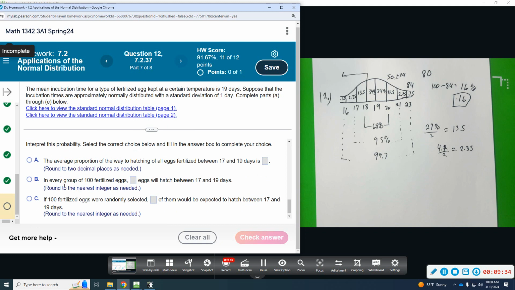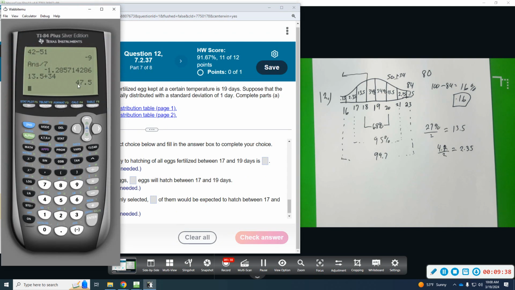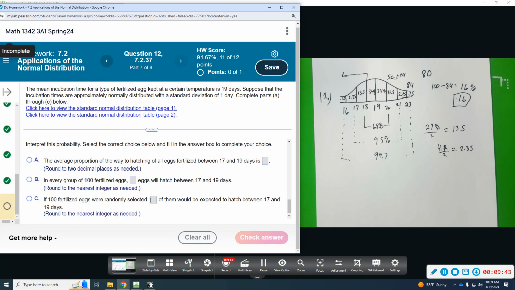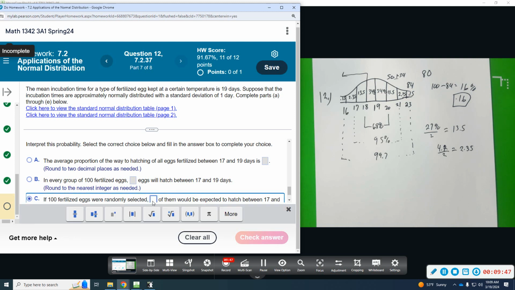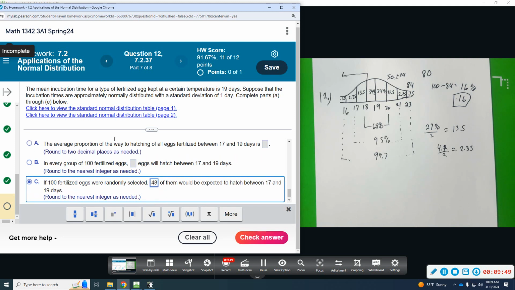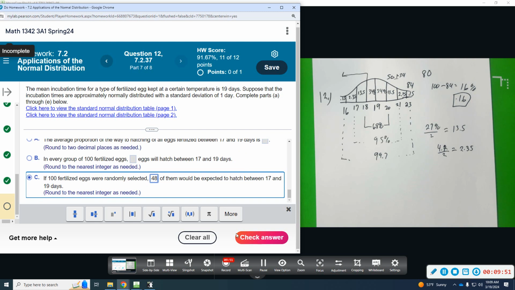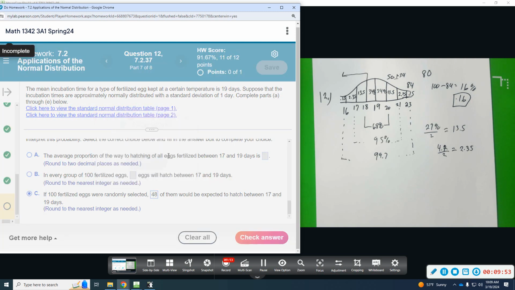And then if we do 100 fertilized eggs, I just multiply this probability times 100, which would just be 47, or round up to 48. So not every group. We're going to look at randomly selected, so that's going to give us about 48 would hatch between those two.